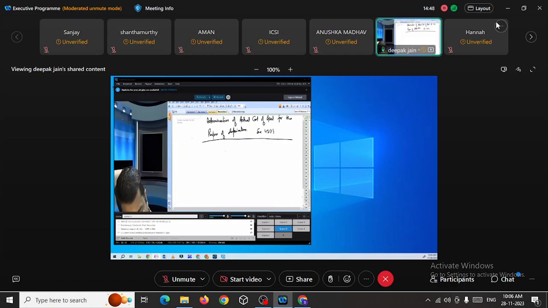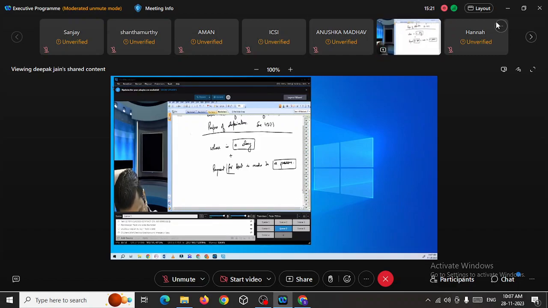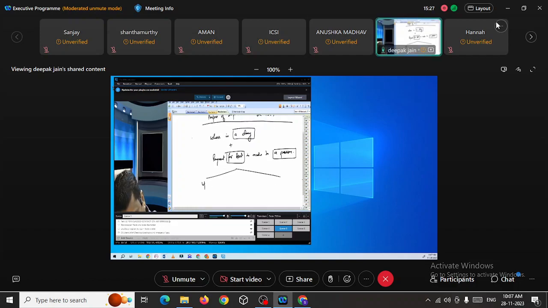It says where in a day payment for asset is made to a person, where in a day payment made to a person for asset, up to 10,000, above 10,000.